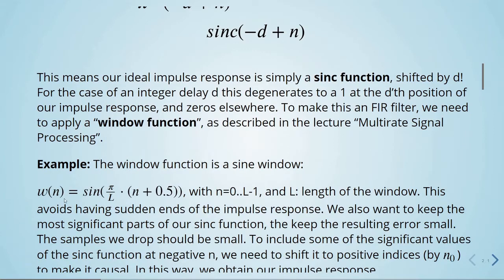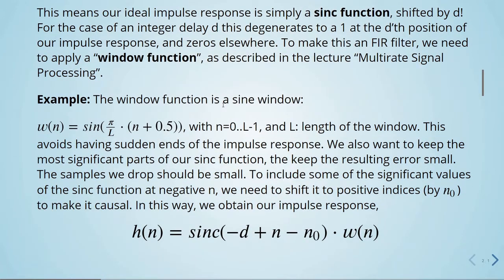So here is the equation for the sine window, where L is the length of the window, and n goes from 0 to L minus 1. This avoids having sudden ends of the impulse response. We also want to keep the most significant part of our sinc function to keep the resulting error small. So the samples that we drop should also be small.